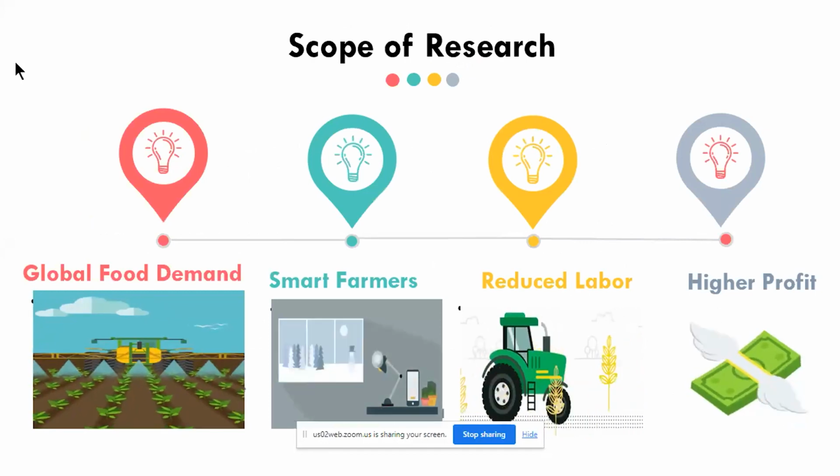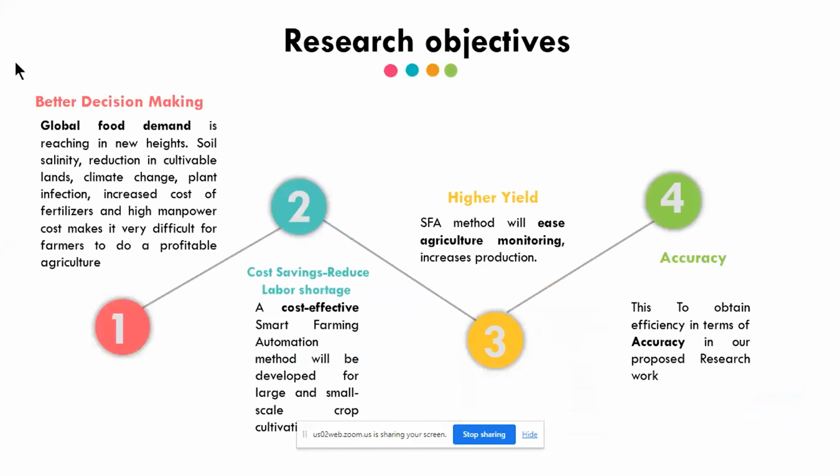This is lost system. And next, research objectives. Actually, we had taken 4 different objectives in our research work. For better decision making, as I said earlier, to suppress the global food demand, better food decision making is needed in an automated system to deliver efficient results. And next, cost savings and labor shortage. That is, we need the system to be designed with low cost. That is the main objective of our research.